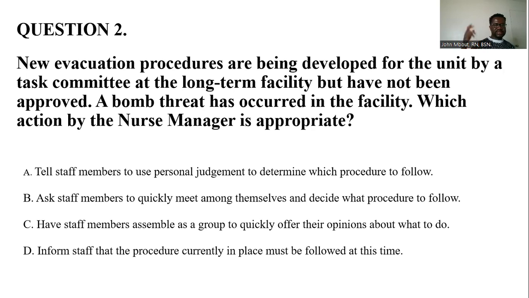This nurse manager has applied some sort of autocratic leadership here, right? What did I say? It excels most during crisis. You don't have time to tell staff members to sit down and think of what to do. You just take action, despite the fact that the procedure has not yet been approved. It's put in place, just waiting for approval. This nurse manager has the right to say, this is what we have to put in place. Go ahead and implement this procedure. This is a crisis situation.